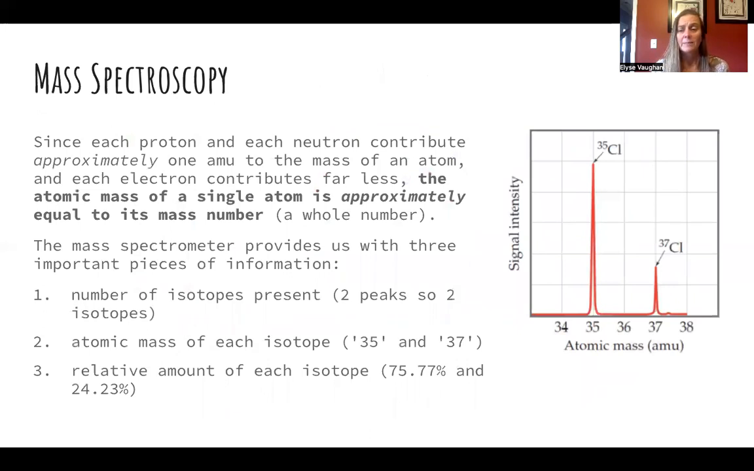And so mass spectrometry is going to give us a spectrum that looks like this one, where we have a higher signal intensity for chlorine 35 and a lower signal intensity for chlorine 37. Because we have two isotopes, we have two peaks, and the relative amount of each isotope is indicated by height, so the signal intensity. Because we have more chlorine 35 than chlorine 37, we have a much higher peak for chlorine 35. And we can compare these peaks to get numeric values, which in the case of chlorine is 75.77% chlorine 35 and 24.23% chlorine 37.